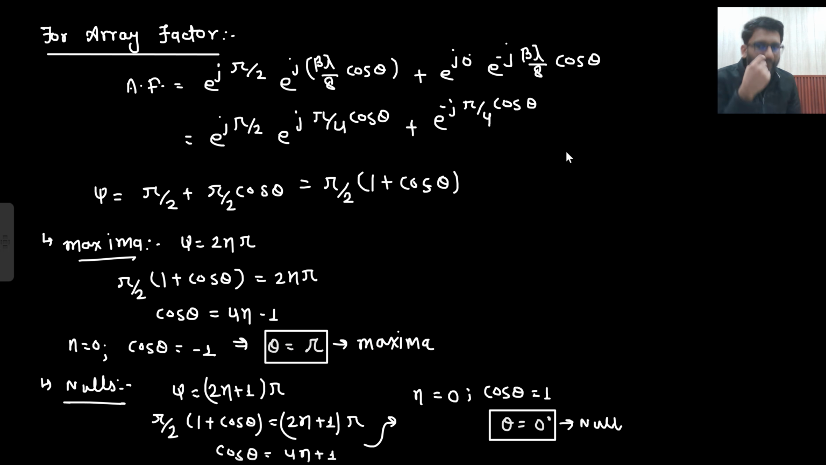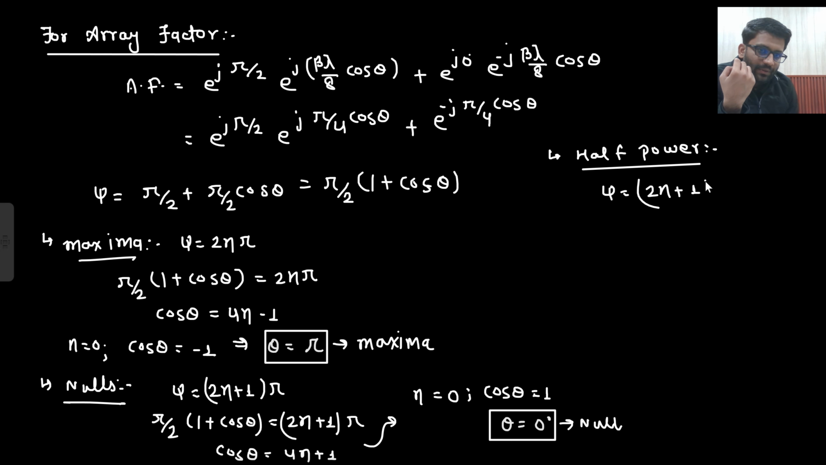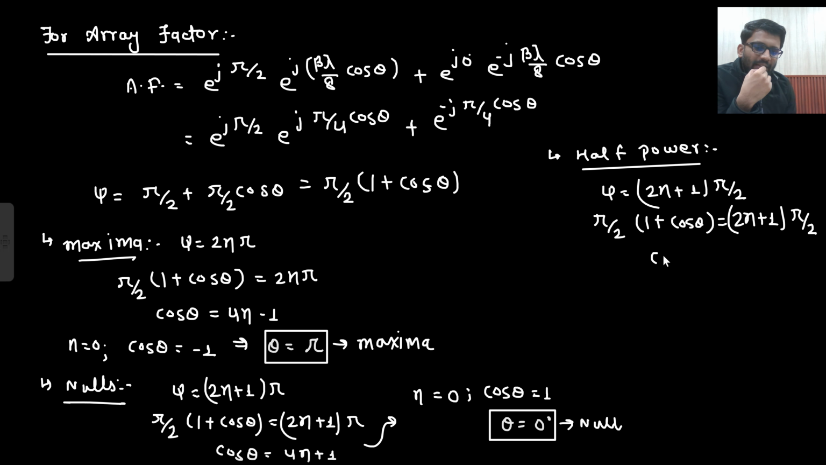Right? Let's find half power. So this is a different kind of pattern you are going to get this time. What is the half power now? So for half power, what I need to do, my phase difference should be equal to odd multiple of π/2. So π/2 into (1 + cos θ) is equal to (2n+1)π/2. This and this get cancelled.